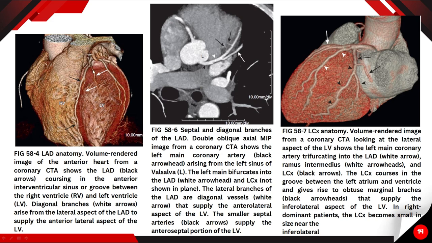Here we can see this is the first diagonal branch, this is the second diagonal branch, supplying the anterolateral aspect of the left ventricle, and it gives small septal branches which supply the septum of the heart, the septal portion of the left ventricle, and this is the ramus intermedius branch.